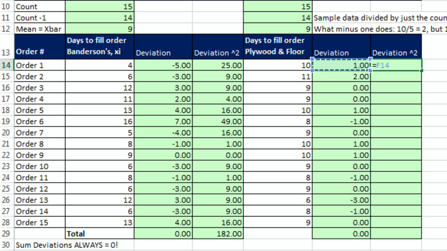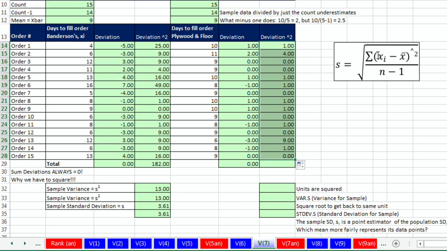We're going to square it. Control Enter and copy it down. Now I need to add up all the deviations squared. So I Alt equals, and boom, that's the numerator. Now I can divide that amount there by the count minus 1. And there is the variance. But now I really want the standard deviation. So square root. And boom, there it is.